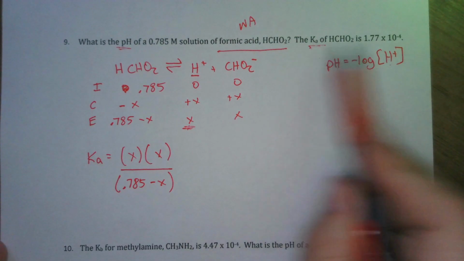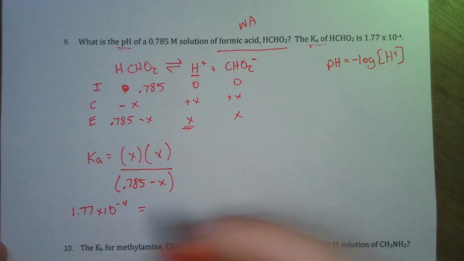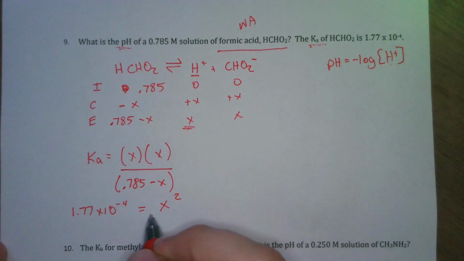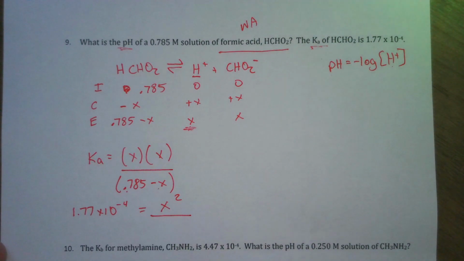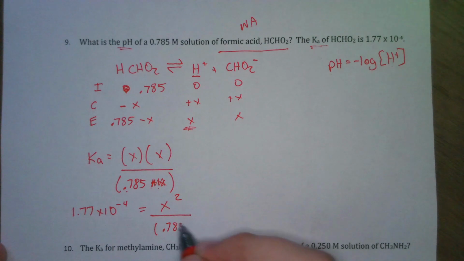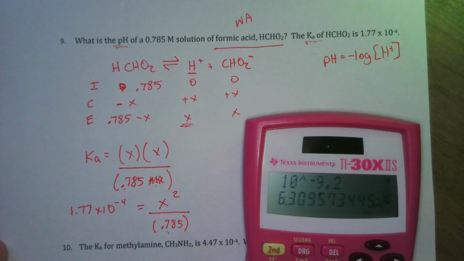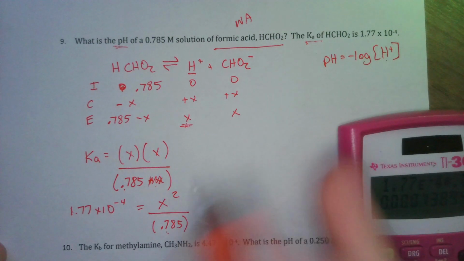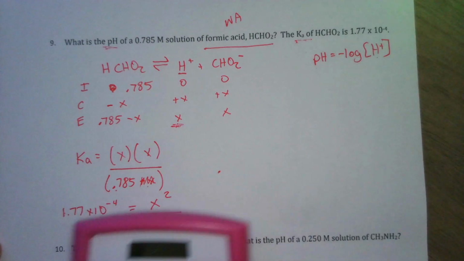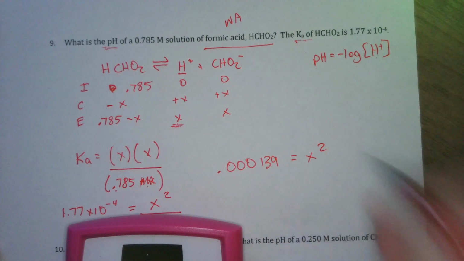Your Ka was given to you, 1.77 times 10 to the minus 4 equals x times x, which is x squared, over 0.75 minus x. Here's where we're going to go ahead and get rid of that minus x term to simplify our math. I'm going to multiply this up here, and I get 0.000139 equals x squared.